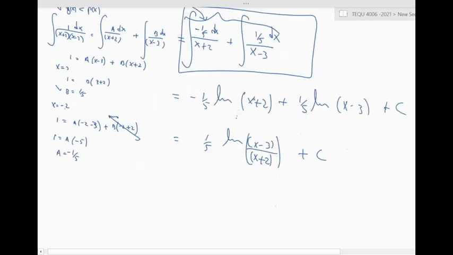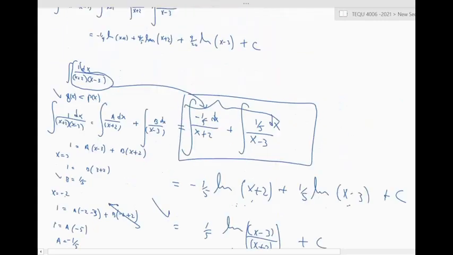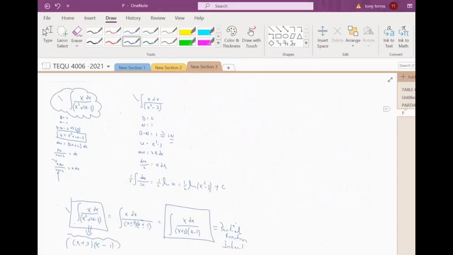You can use a logarithm rule to simplify this and get up to here. Since this is negative, it goes to the denominator as shown here, and the 1/5 stays. All right, so that would be the solution for a problem like this. Again, that would be case A.